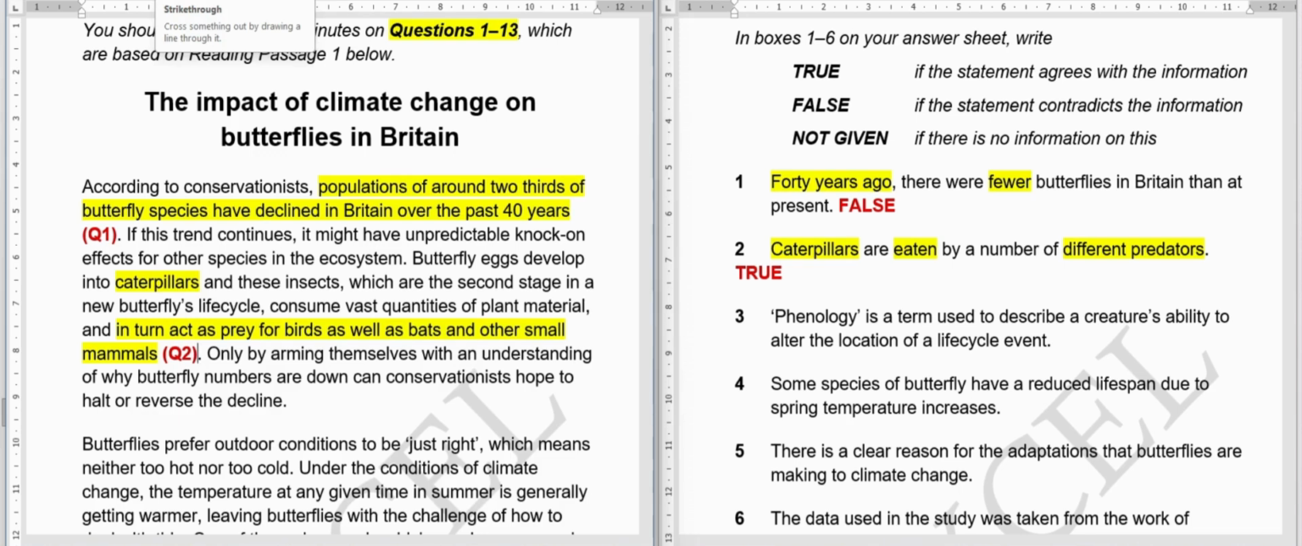Like if there are two animals, I am talking about lion and deer, deer is prey and lion is predator. So they are acting as prey, meaning food for birds as well as bats and other small mammals. So these are different kinds of predators. I hope it is clear why it is true. Moving on to the third one.